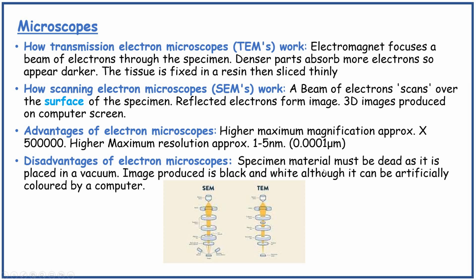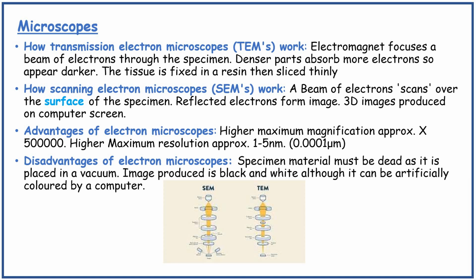How transmission electron microscopes or TEMs work. An electromagnet focuses a beam of electrons through the specimen. The denser parts absorb more electrons, so appear darker. The tissue is fixed in a resin, then thinly sliced. How scanning electron microscopes or SEMs work. A beam of electrons scans over the surface of the specimen. Reflected electrons form an image. 3D images are produced on a computer screen.